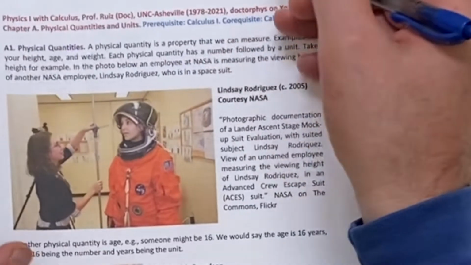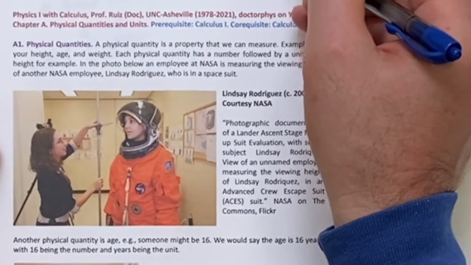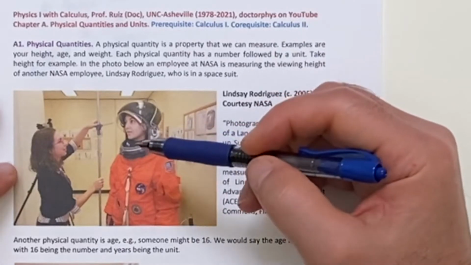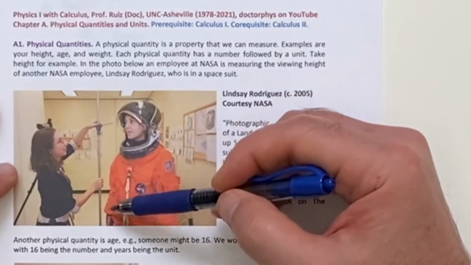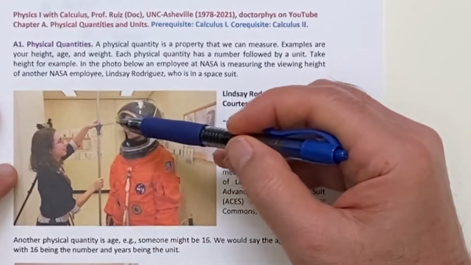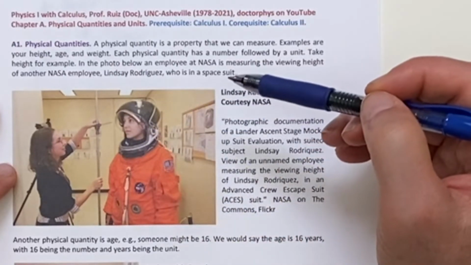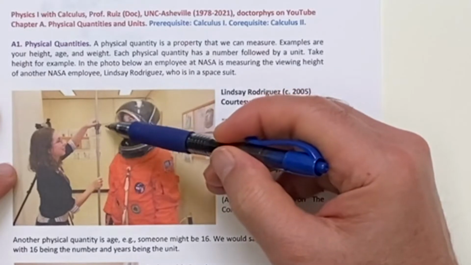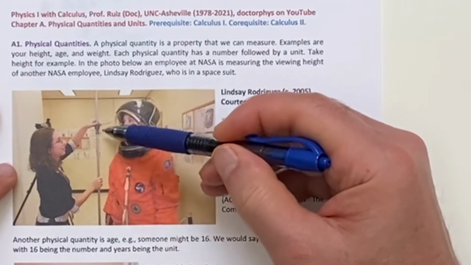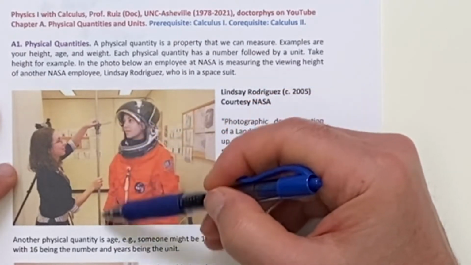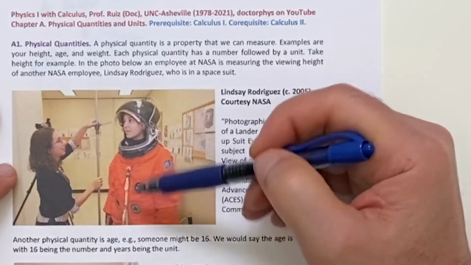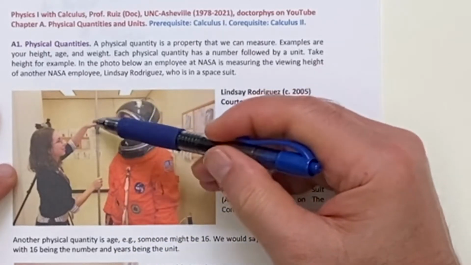Here's a picture from NASA where 2 employees are in the photo. One is measuring a viewing height. The other is in a space suit. So height would be another physical quantity, here from the ground up to the viewing height.